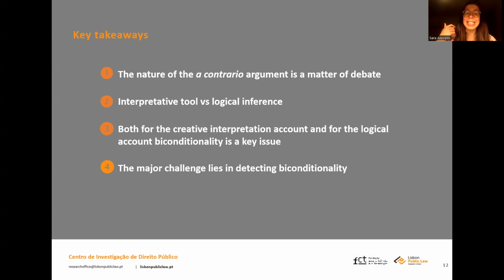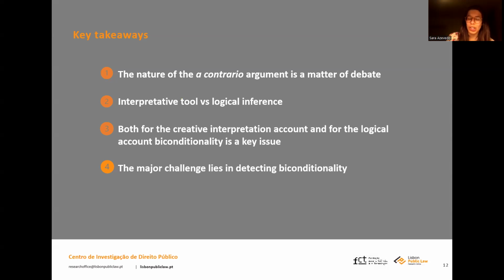To wrap up, we can say that the nature of the a contrario argument is a matter of debate. Some see it as an interpretative argument that allows for either the creation of a norm or the detection of a legal gap, while others view it as having a narrower scope, merely stating a logical inference. According to the first view, determining whether a normative statement follows the biconditional structure is part of the a contrario argument. In contrast, the second view holds that identifying biconditionality falls outside the scope of the argument.